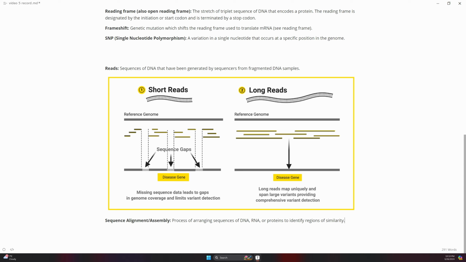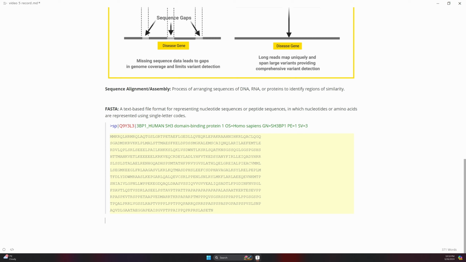Sequence alignment is the process of arranging these sequences from the sequencer to the reference database based on their regions of similarity. Next, we're going to talk about the FASTA format. FASTA is a file format for representing nucleotide sequences or peptide sequences in which nucleotides or amino acids are represented using single letter codes. Here I'm showing you a protein FASTA. RNA or DNA sequences are similar to this.